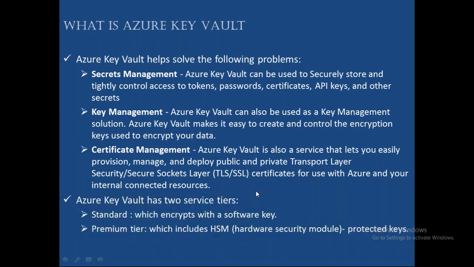Next, Azure Key Vault has two service types: standard and premium. Standard means it encrypts with a software key. Premium tier includes HSM, which means hardware security module, protected keys. It's basically a physical machine. With the physical system, you encrypt your data. If you go with standard, with a software key, it's some code, and with that code they are going to encrypt this. Okay, clear?